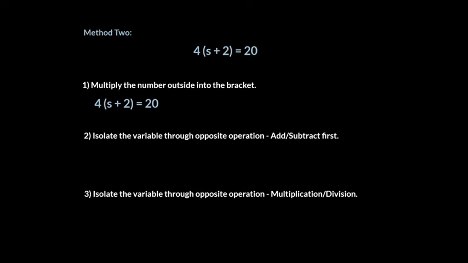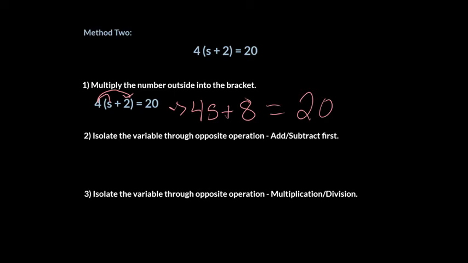So if we were to do that, we would say, okay, we need to multiply it into here and into there. So if I do the work here, 4 times s we know will just be 4s, so it attaches together, and 4 times 2 is 8. So we've now taken that 4, multiplied inside, and got a new part of our equation as 4s plus 8 equals 20. So now we have essentially 10.2 all over again.